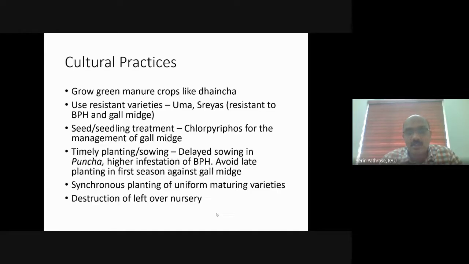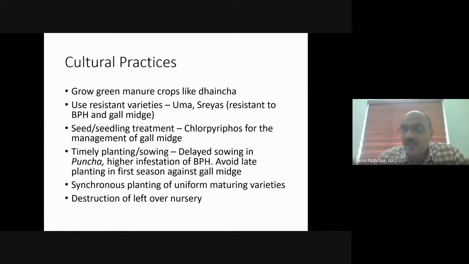I will just quickly go through it. The first and foremost thing is the practices. We will divide according to the IPM practices. The first will be cultural practices. In that, there is one recommendation of growing green manure crops like dhaincha. Dhaincha is nothing related to pest management, but mainly dhaincha will add to the soil.